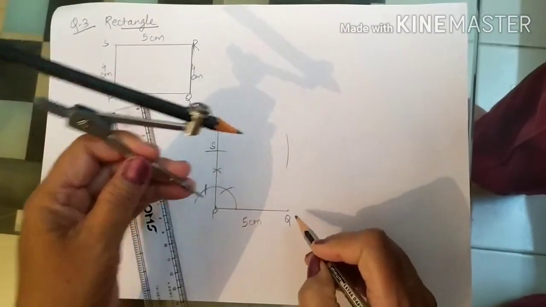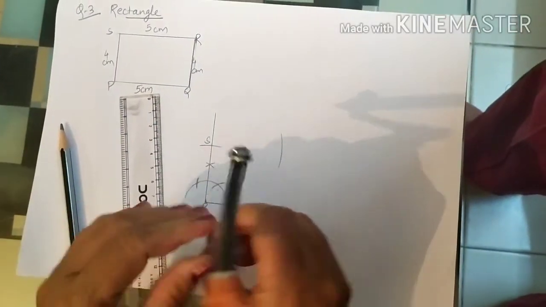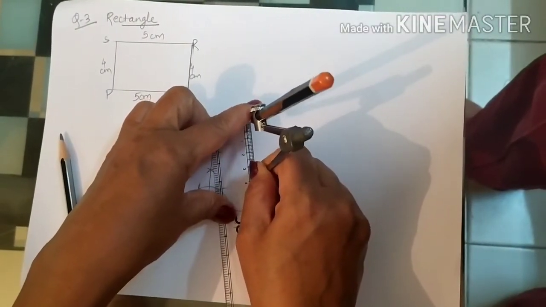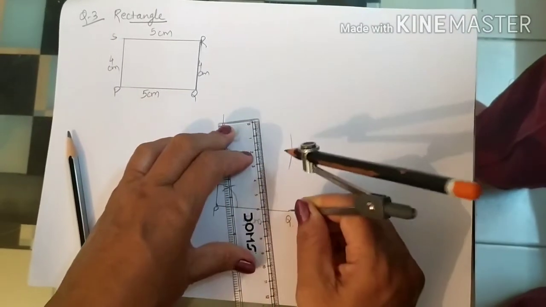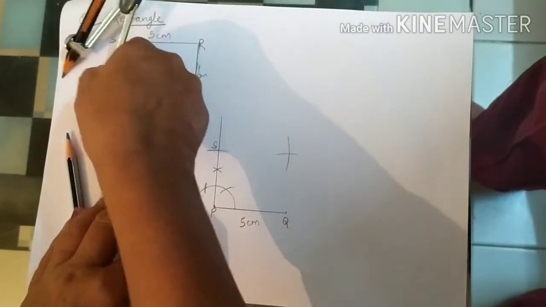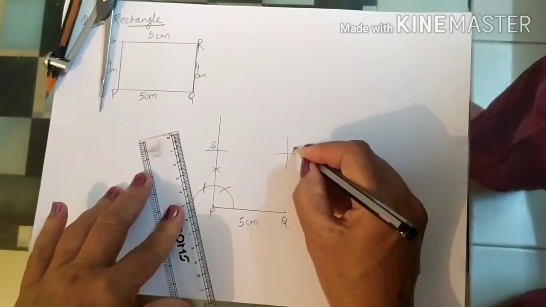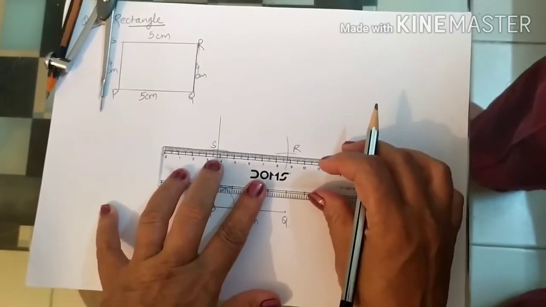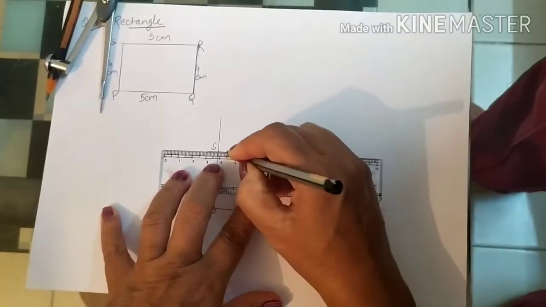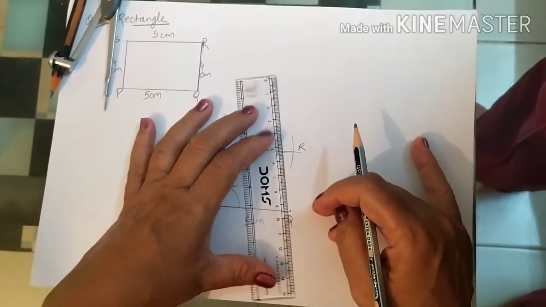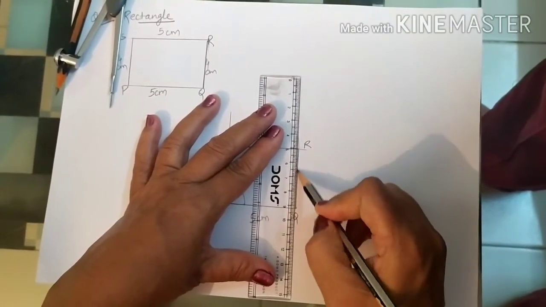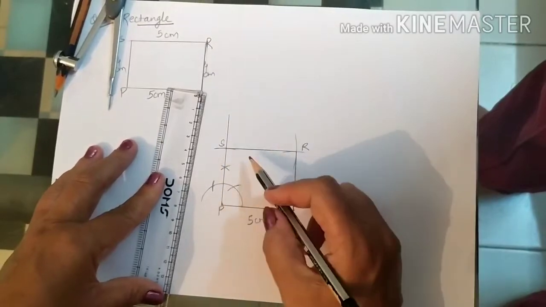This is point Q. From point Q make the measurement of 4 cm again and draw one arc from Q which will intersect the previous arc. So we will get the point R here. So let us join now SR and RQ. In this way our rectangle PQRS is ready.